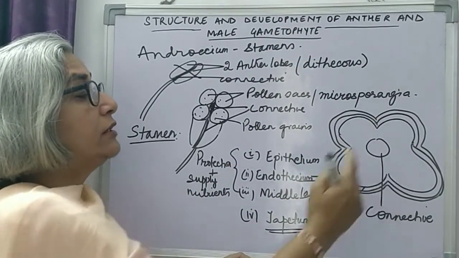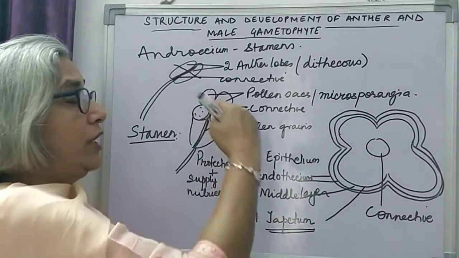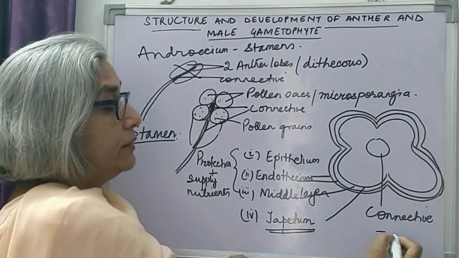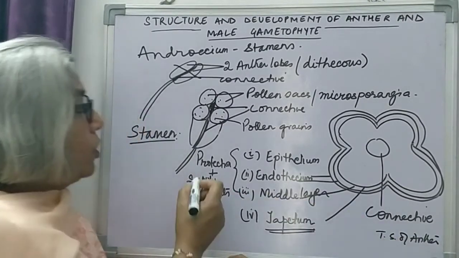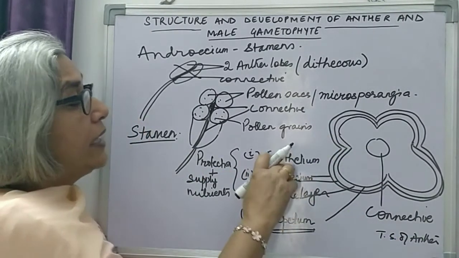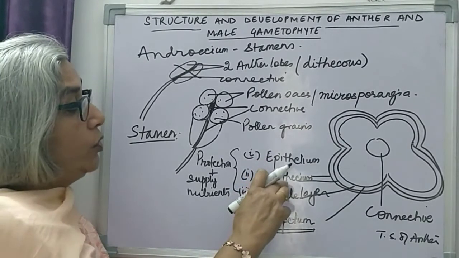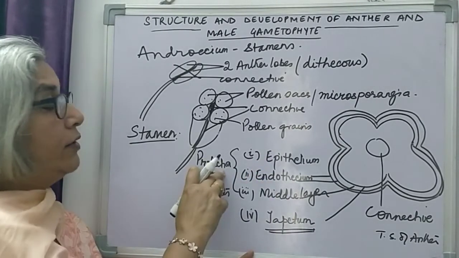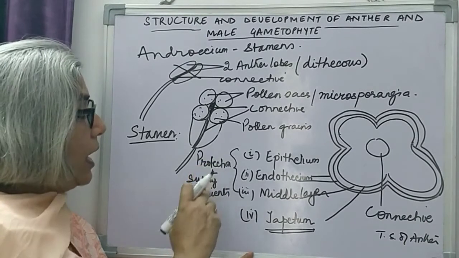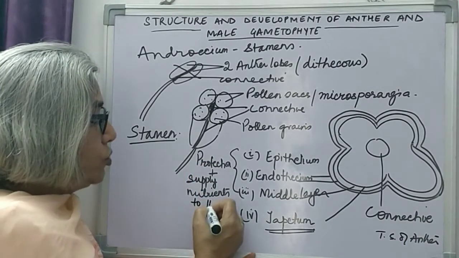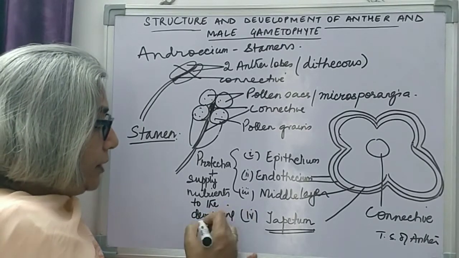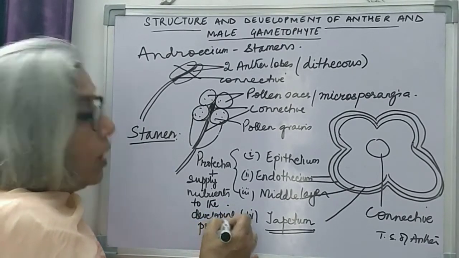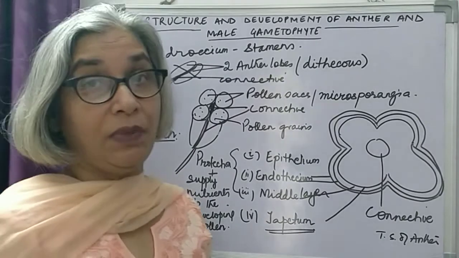These are four pollen sacs. This is a structure of TS of an anther. So the outer three layers, that is epidermis, endothecium and the middle layer, they provide protection and supply nutrients to the developing pollen grains. Now, how does that development take place?